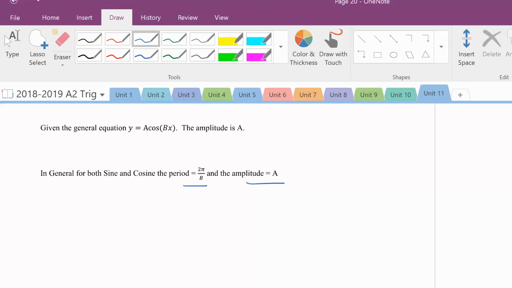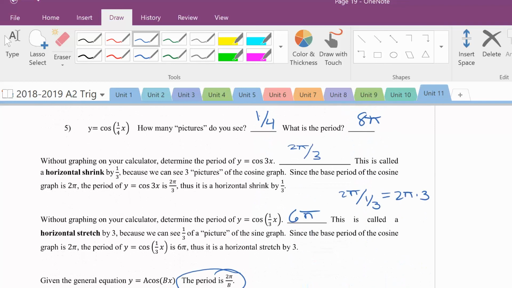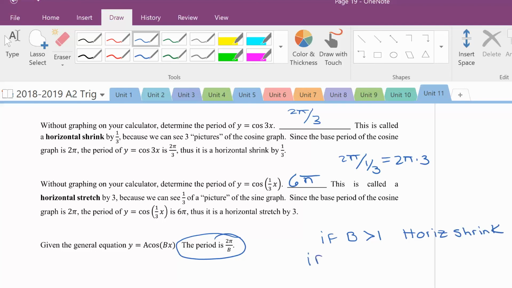So one thing to keep in mind, and let's go back one page. For horizontal stretches and shrinks, remember we talked about here. If b is greater than 1, it's a horizontal shrink. And if b is between 0 and 1, it's a horizontal stretch. So it's the reverse of the vertical.